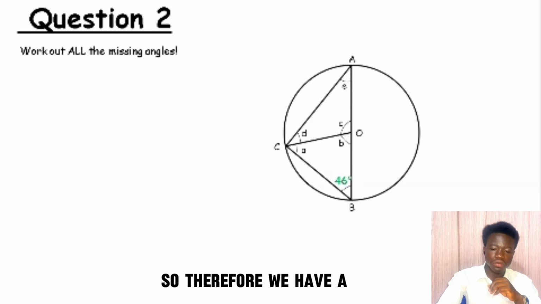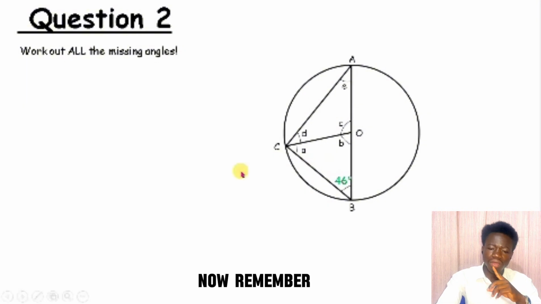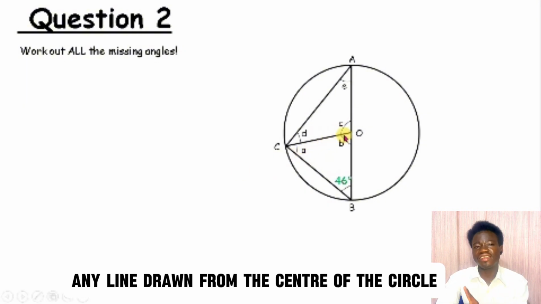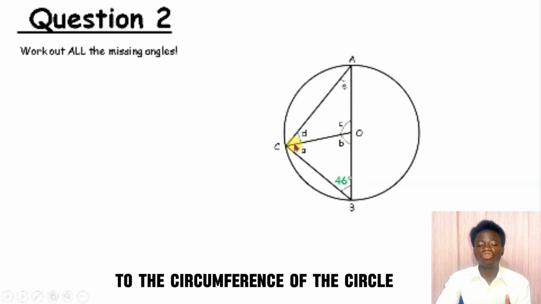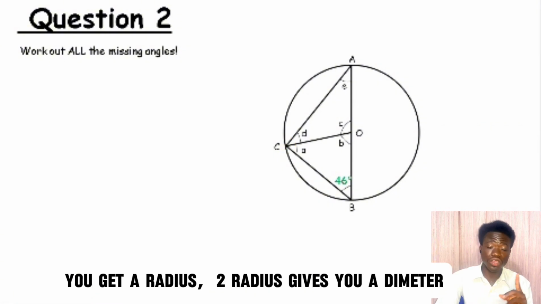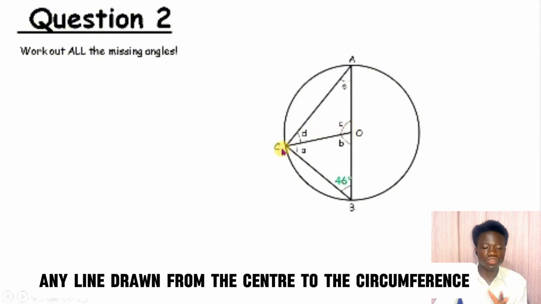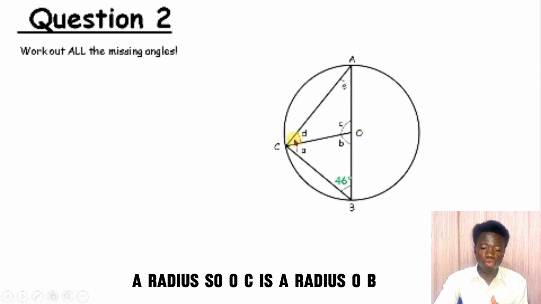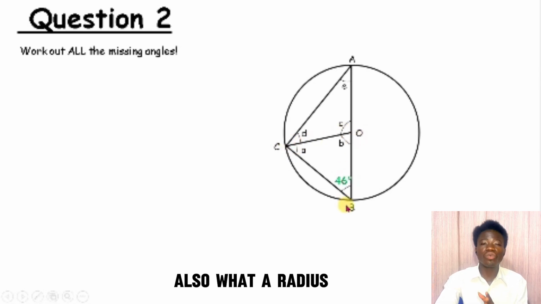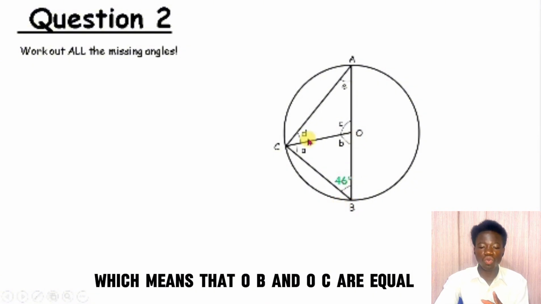So we have A to be the first angle we'll find. Now remember, any line drawn from the center of the circle to the circumference of the circle is a radius. A radius is the division of the diameter. When you divide the diameter into 2, you get a radius. 2 radii give you a diameter. We are saying that any line drawn from the center to the circumference gives you a radius. So OC is a radius, OB is also a radius. And they are all on the same circle, which means that OB and OC are equal.